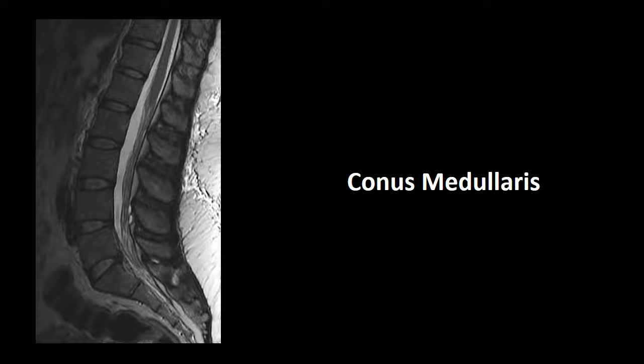The conus medullaris is the first of two important structures I will mention that you can see on a sagittal MRI of the lumbar spine. I'm going to quickly outline the conus medullaris for you right now on this image.